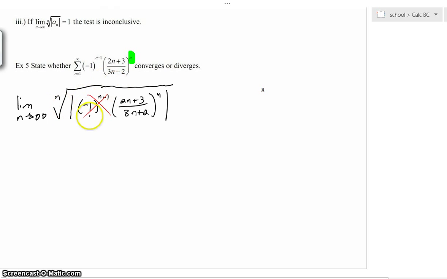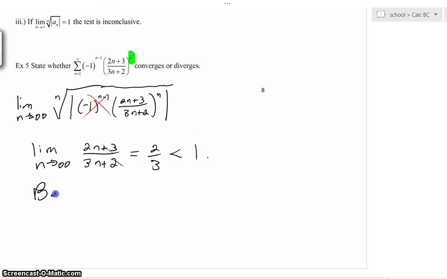And then we could say, well, then we don't need our absolute value anymore. 2n plus 3 and 3n plus 2 are all positive, and so is n itself. So the nth root of an nth power, beautifully and very simply, will cancel out. And you'll have 2n plus 3 all over 3n plus 2. Then, using end behavior, you can see that the plus 3 and the plus 2 are really inconsequential as n gets super big. 2n over 3n essentially cancel out to 2/3, and that's less than 1.